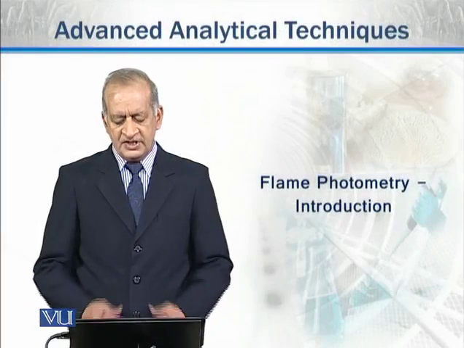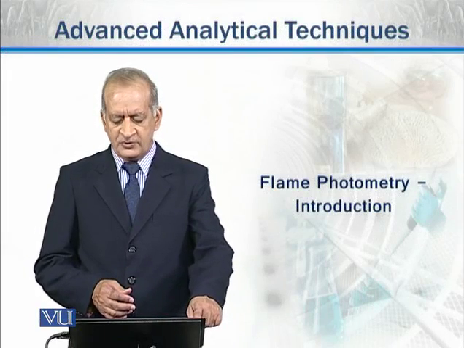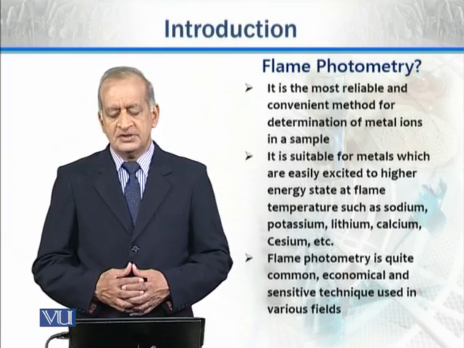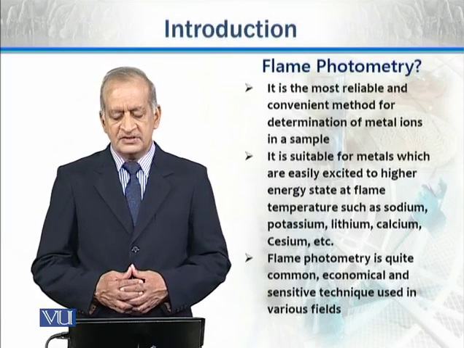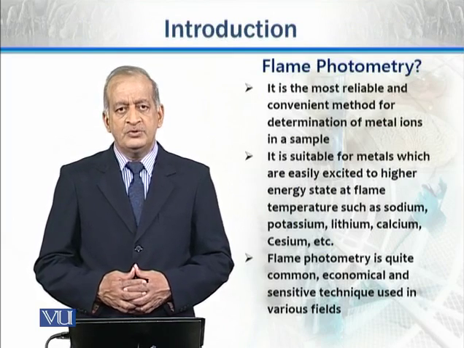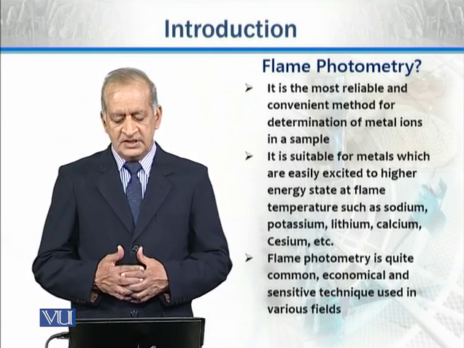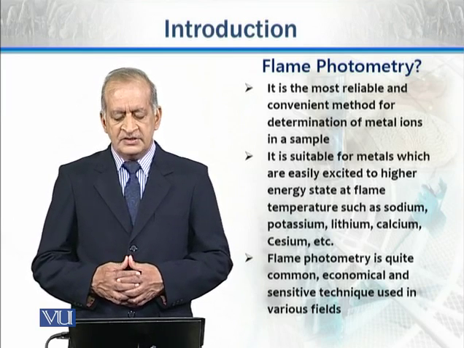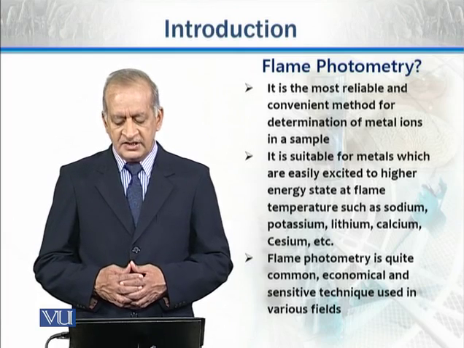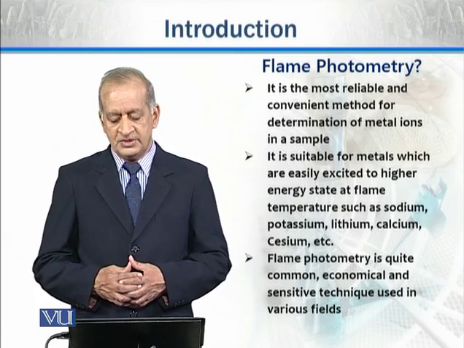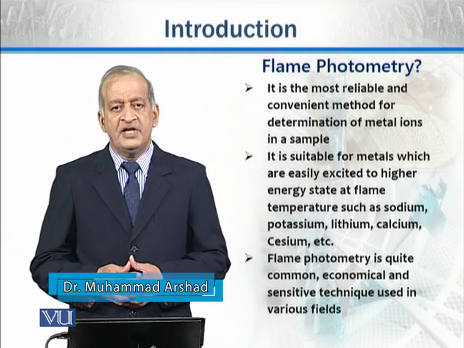Our main topic is flame photometry, and first of all we'll see what flame photometry is. It is the most reliable and convenient method for determination of metalloids in a sample. What we do is determine different types of metals, elements in a sample. It is suitable for metals which are easily excited to a higher energy state, like sodium, potassium, lithium, calcium, cesium, and many others at flame temperature.